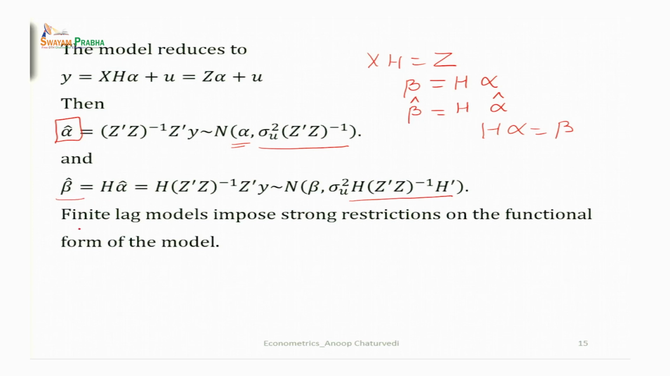Again, a problem with finite distributed lag models is that these finite distributed lag models impose strong restrictions on the functional form of the model. So, you have imposed this kind of restriction, say beta equal to h alpha, on the coefficients. So, you have some strong restrictions on the functional form of the model.